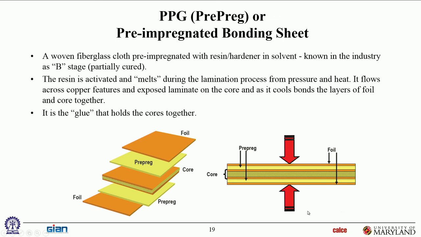The red arrows are basically showing the pressure you're applying in your lamination step in order to laminate all of that together at high temperature.